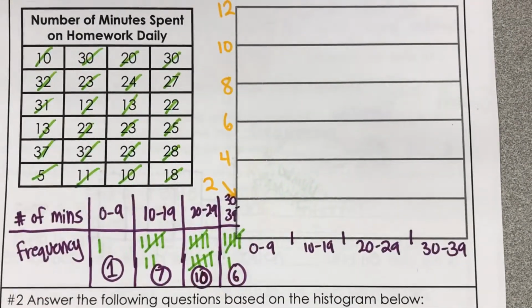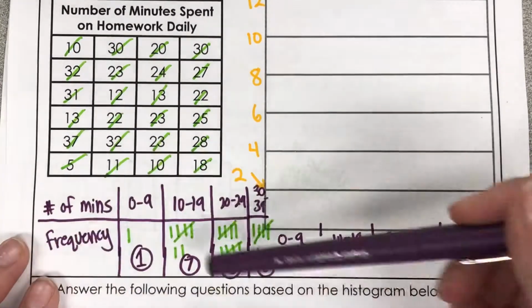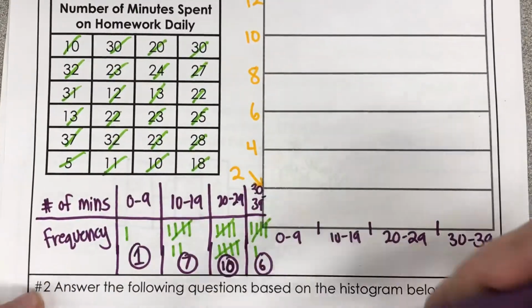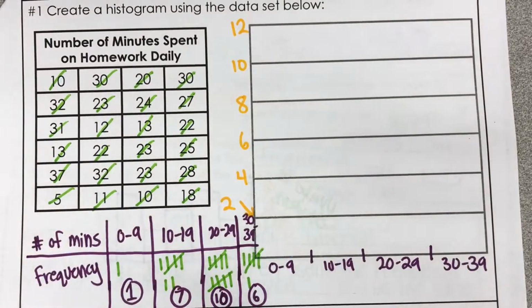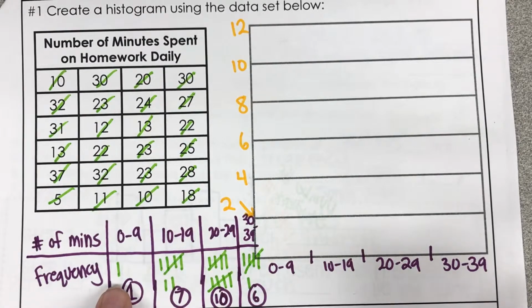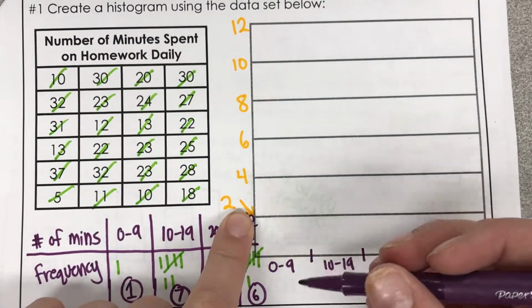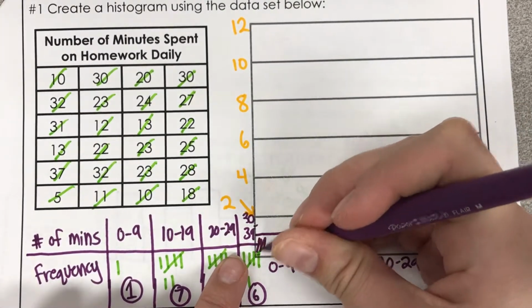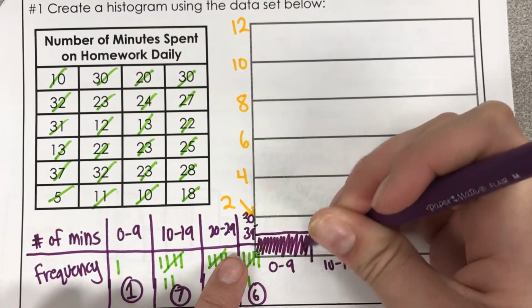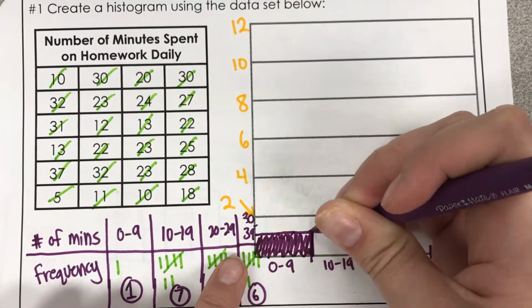So now that I've sorted my data, you will find quickly, after doing a little bit more practice with histograms, that this right here is what takes the most time. Now, the fun part is I move it onto my actual histogram and make the columns, or the bars, that touch each other. So I'm going to start with my first frequency. It only happened once where I found a number that fell between 0 and 9. So I'm not going to make it all the way up to the 2. I'm only going to go about halfway, representing 1. There we go, right about there.